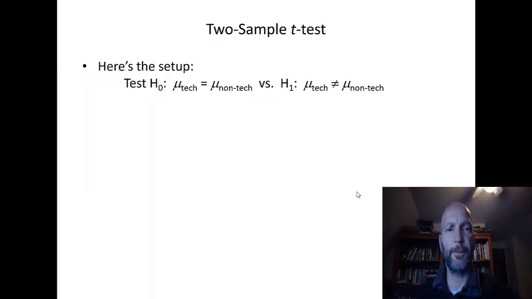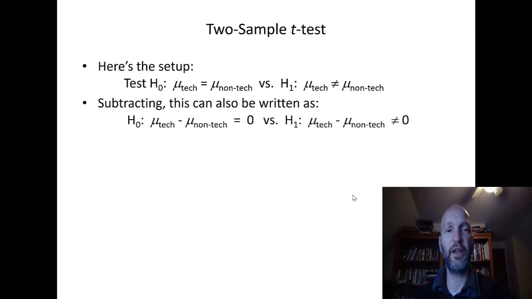Here's the setup. The null hypothesis says that the average salary 15 years out for the tech group is the same as for the non-tech group. The alternative says that those average salaries are not the same. This coincides with what the researcher was initially interested in, because they didn't have a feeling one way or another as to which would be higher.